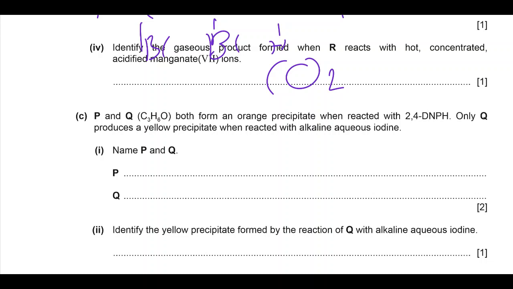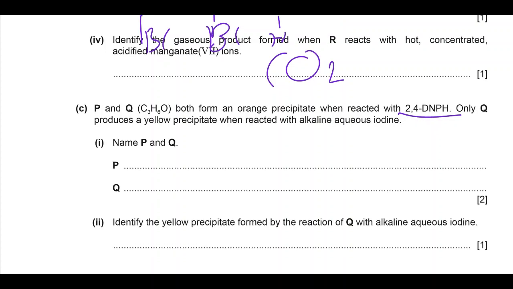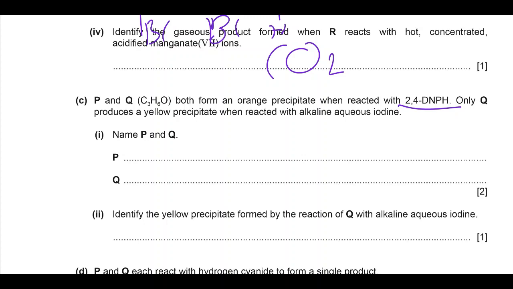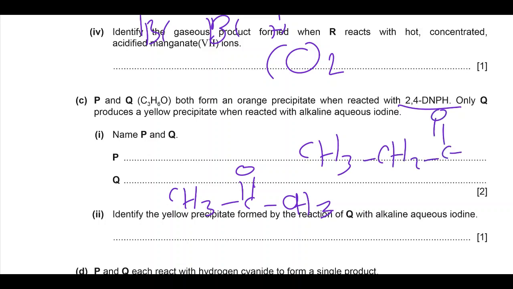P and Q both form an orange precipitate with 2,4-dinitrophenylhydrazine. Only Q produces a yellow precipitate when reacted with alkaline aqueous iodine. So name P and Q. The one that gives the yellow precipitate, Q, has a CH3. P has three carbons, and the other one doesn't form it, that means it's CH3CH2OH. Why have we selected this one? Because here the hybridization is sp2, so that means you have carbonyl compounds.